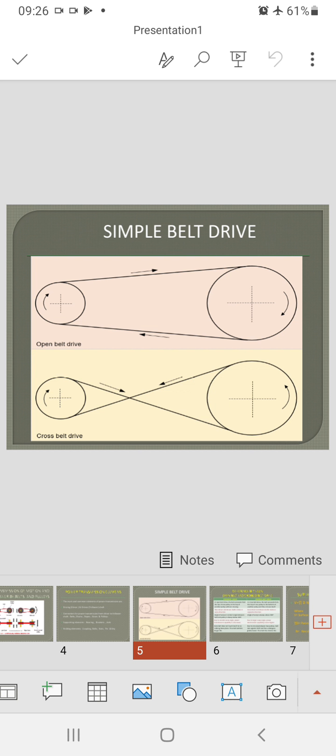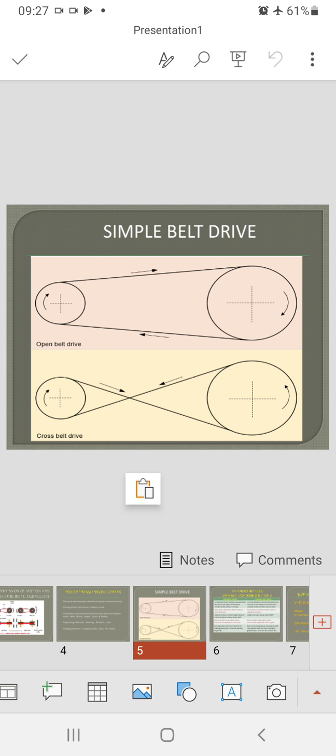Next, the simple belt drive. The figure shows two different types of belt drive. Number one is the open belt drive, and number two is the cross belt drive. In the open belt drive there is no cross in the belt, and in the cross belt drive there is a cross. In the open belt drive, the belt is wrapped from the top of the driver to the top of the follower and from the bottom of the follower to the bottom of the driver. In the cross belt drive, the belt starts from the top of the driver to the bottom of the follower, and again from the top of the follower to the bottom of the driver.